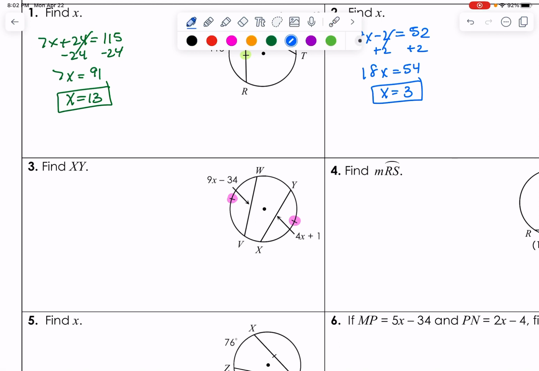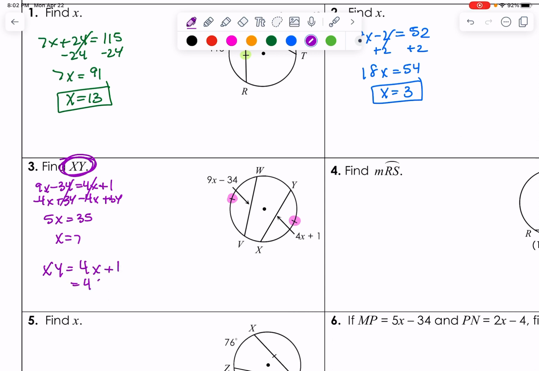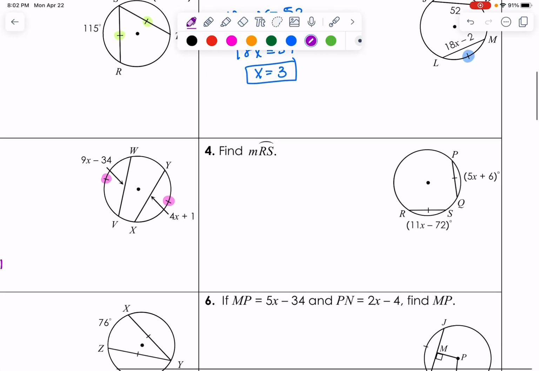And I can just set up my equation to 9x minus 34 equals 4x plus 1. So I'm going to subtract 4x from both sides and add 34 to both sides so that I get 5x equals 35, x is 7. But I ask you to find XY. So XY is 4x plus 1. That's 4 times 7 plus 1, so that's 29. So again, it's just understanding what the diagram means and what to do with those pieces.